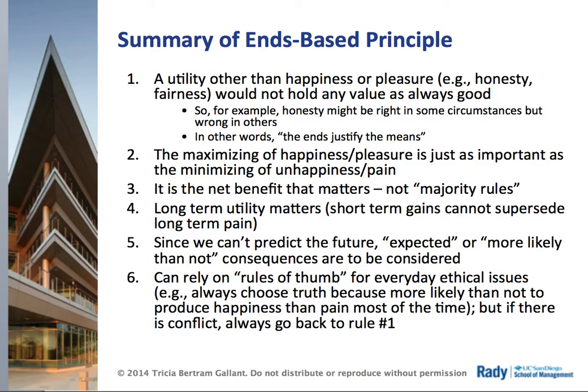And since we can't predict the future, we go with the expected consequences, or the more likely than not consequences. And generally speaking, we can always rely on rules of thumb for everyday ethical issues. For example, we could have a rule of thumb that we always choose the truth because it is more likely than not to produce happiness rather than pain most of the time. But if there is a conflict, you always go back to rule number 1, which is to maximize happiness and minimize pain.